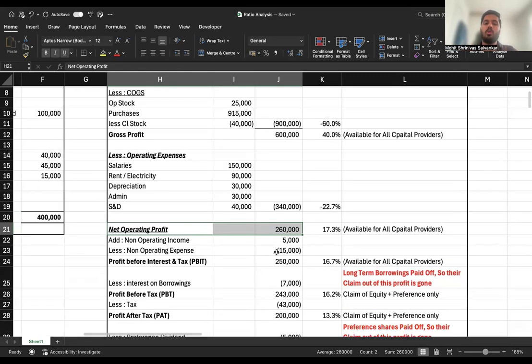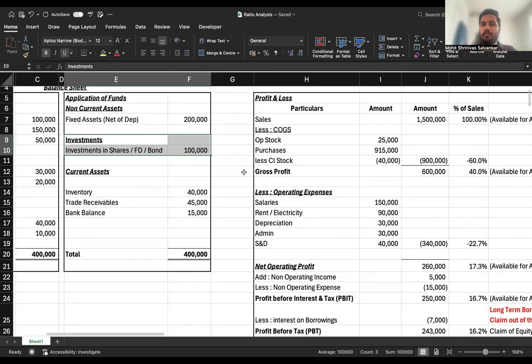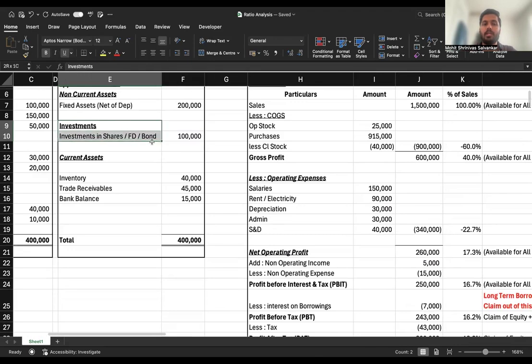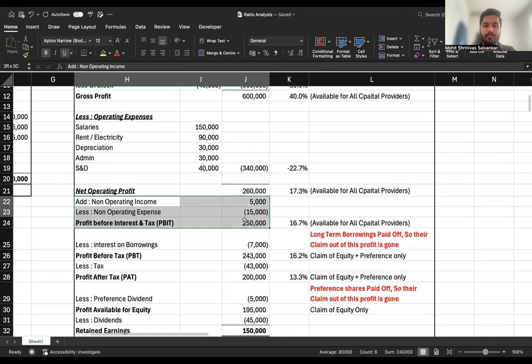After this, there is non-operating income and non-operating expense, which is like the investments which we have made here. We will get income on this, or when we sell this, we can either have profits or loss. So those are not our main business objectives, right? Our main business objective was to manufacture goods. So anything related to this is non-operating profit or loss. That comes here. Okay. And then we get profit before tax.